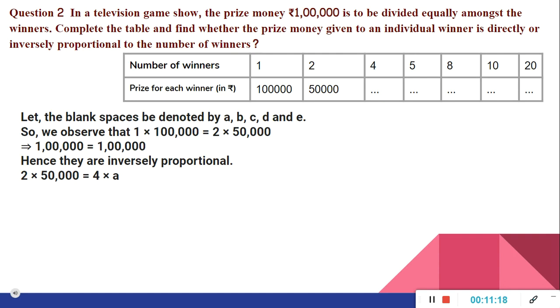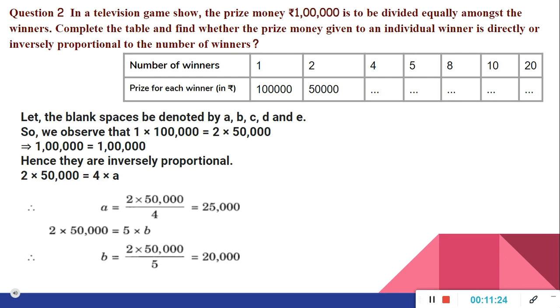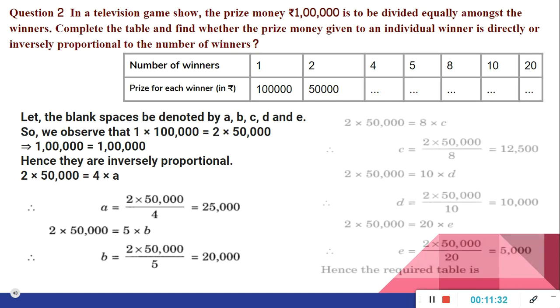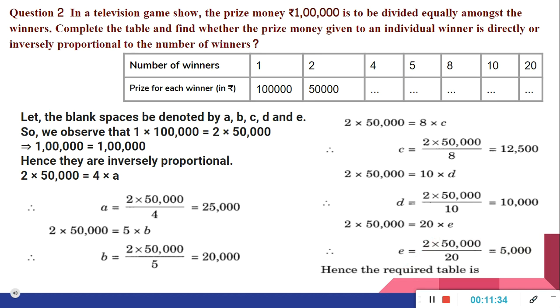So cross multiply: 2 into 50,000 divided by 4 is equal to 25,000. Same way, next B we want to take, right? So 2 into 50,000 divided by 5, that is equal to 20,000. Same way, 8 members, then 2 into 50,000 divided by 8, that is equal to 12,500. Same way, 2 into 50,000 divided by 10, that is equal to 10,000. Same, 2 into 50,000 divided by 20, that is equal to 5,000.